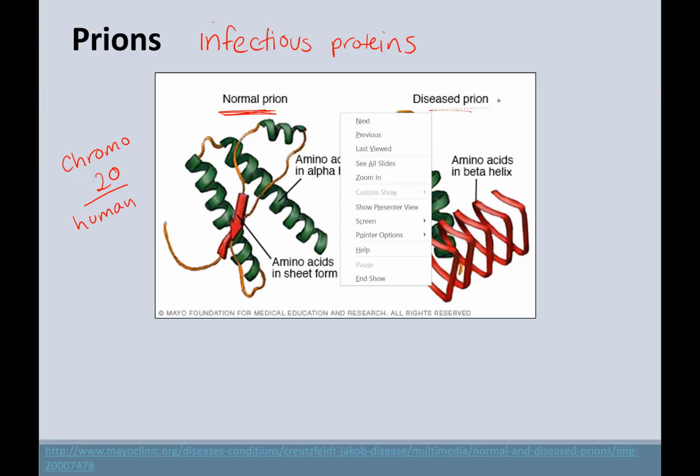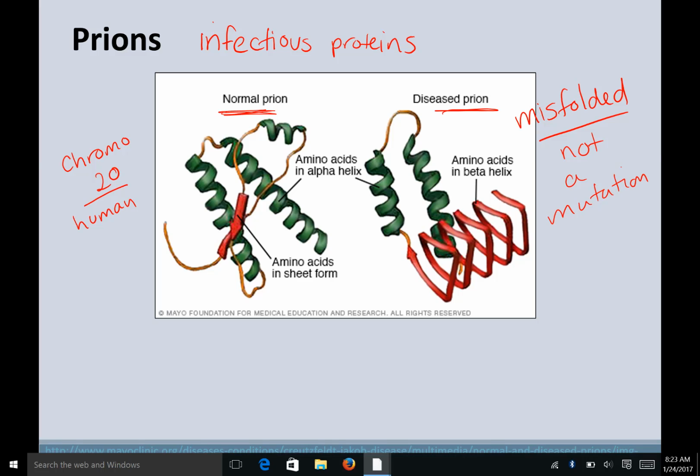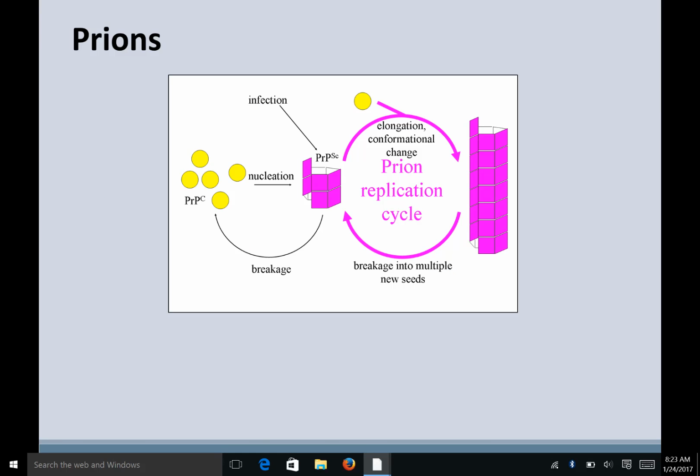The diseased prion, okay, is just misfolded. So it's the same sequence, it's not a mutation, it's just misfolded. And what's really interesting is all of that you learned about proteins and how you can denature them, and you can put them in acid, or you can change the salt, or you can raise the temperature. This doesn't work for prions. So let's talk about these.